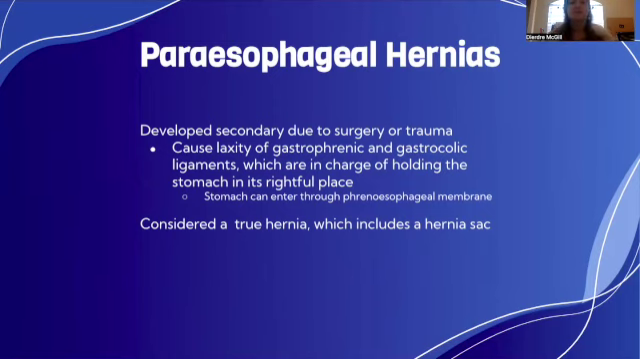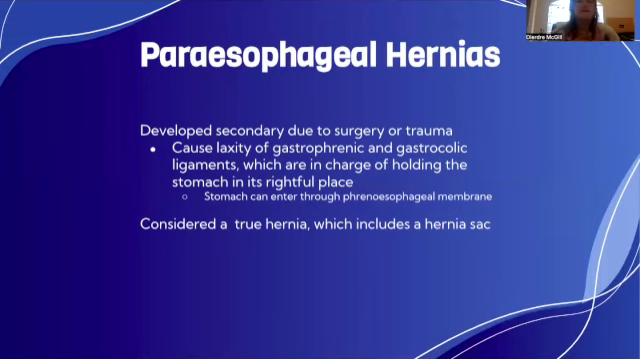So these hernias are considered a true hernia, and a hernia is considered true if the organ protrudes through the normal aperture. So if the stomach hadn't gone through that membrane, it wouldn't be considered a true hernia, even though it is a hernia. But because these allow the stomach, or a part of the stomach, to go through the hernia, that is why it is considered a true hernia.